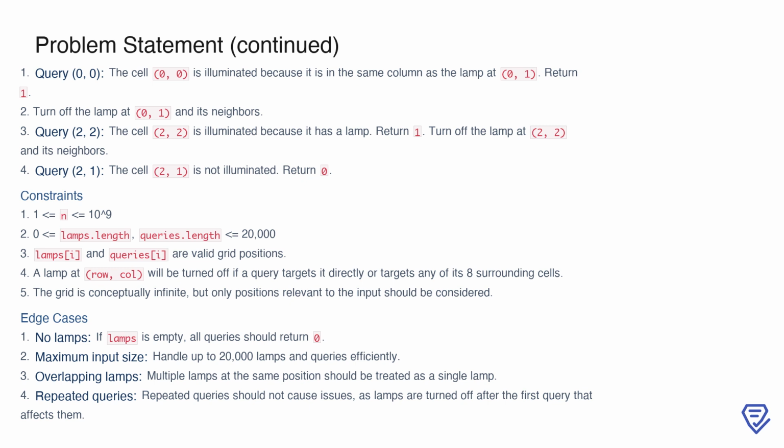This problem includes constraints such as handling up to 20,000 lamps and queries efficiently, processing overlapping lamps correctly, and ensuring repeated queries don't cause errors. By addressing edge cases like an empty lamps list or large input sizes, we ensure robustness in the solution. The dynamic nature of turning off lamps as queries are processed adds an additional layer of complexity to the problem, making it an interesting challenge to solve.